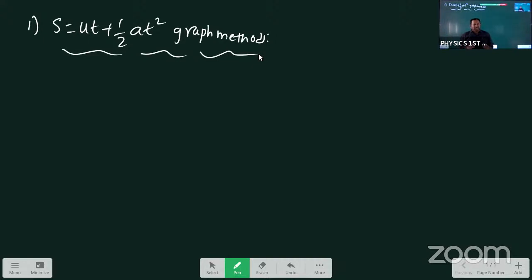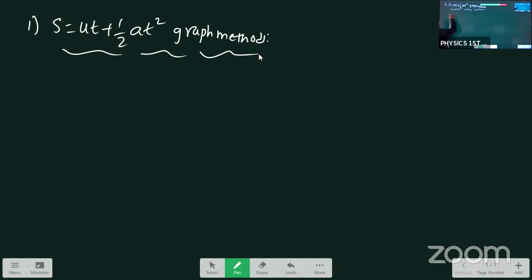S is the displacement, U is the initial velocity, small t is time, A is acceleration. So displacement S equals UT plus half AT square. By using a graph, we want to derive S equals UT plus half AT square.